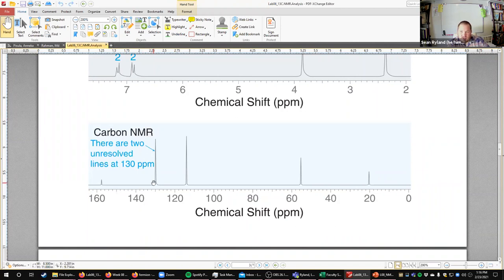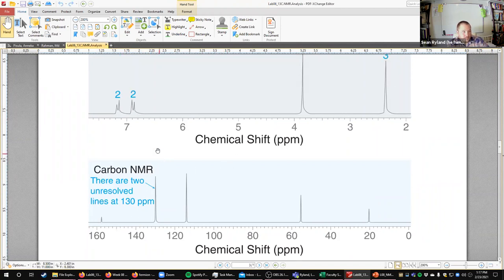1, 2, 3, 4, 5 that are really close together, 6, which means some of my carbons must be identical to each other. And the fact that we have 2 peaks showing up right around 7 here tells us that we've got a benzene ring, right? That's right around the same region where we would see a benzene ring in the carbon NMR. So probably those 2 unresolved lines are 2 different types of carbons on the benzene ring.